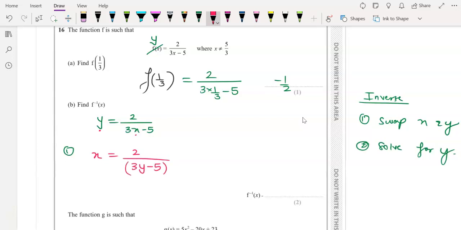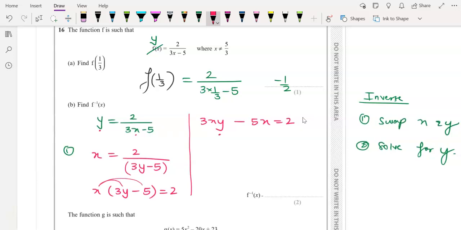Okay. So take the cross product, we get x bracket 3y minus 5 equal to 2. Expand the bracket, so x into 3y, you get 3xy minus x times 5, minus 5x equal to 2. I want y alone, so I need to switch the other term. So taking minus 5x to the right, we get 3xy equal to 2. Negative 5x, when I shift to the right, it will become positive 5x.